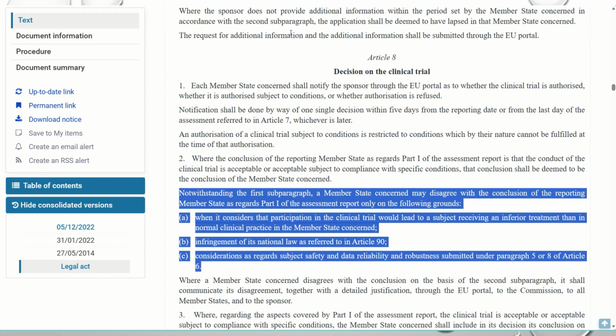Right. And this is the last part of the initial application where you have your decision. So each member state will notify via the EU portal within 5 days from the reporting date of their decision, and it's a single decision from each member state within 5 days of the reporting date or from the last date of the assessment report, whichever one is later. So that's where we get that 5-day window.